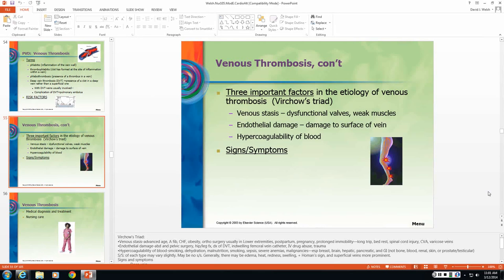Signs and symptoms of each may vary slightly. There also may be no signs and symptoms at all. Generally, there may be edema, heat, redness, and swelling at the site. They're going to have a positive Homan sign, and their superficial veins are going to be more prominent.